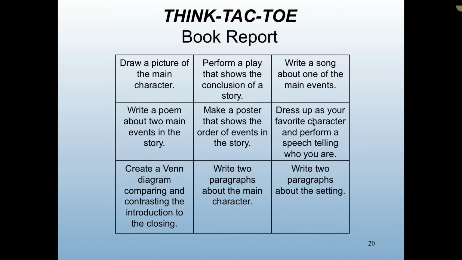So draw a picture of the main character, but you got to do more than that. Then you would have to make a poster that shows the order of events in the story and write 2 paragraphs about the setting. There's my diagonal. If I want to go across, draw a picture of the main character, perform a play that shows the conclusion of the story, write a song about one of the main events, or I can go down, right? And so everybody's got different options.